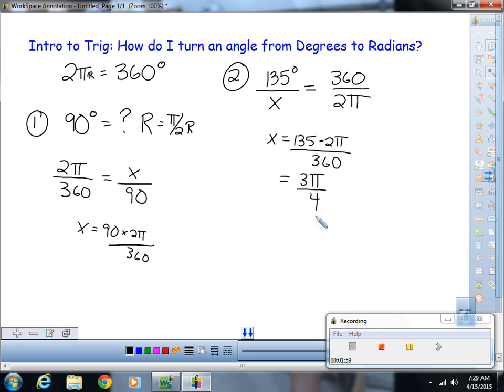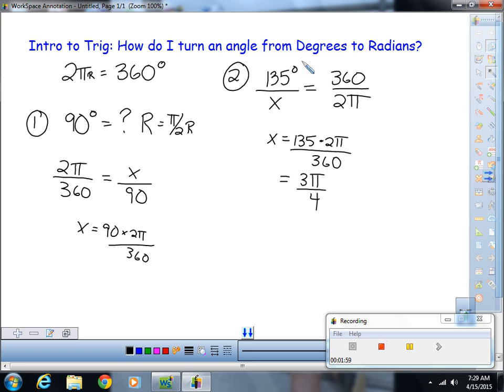Now always make sure you remember what you're doing. Remember, 2 pi is a full circle, okay? So pi is a half circle. So 3/4 of pi is 3/4 of half of a circle. It's 135 degrees. You just got to make sure your answer makes sense to you.